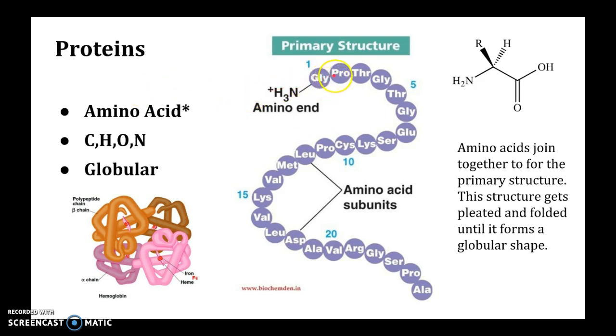So in this image, you can see the primary structure of proteins starts by amino acids joining together. This creates the primary structure. And depending on the R or variant group, determines the type of amino acid it is. In this chain, we see there are many different types of amino acids joining together. These are called amino acid subunits. This structure gets pleated and folded until it forms the characteristic globular shape.